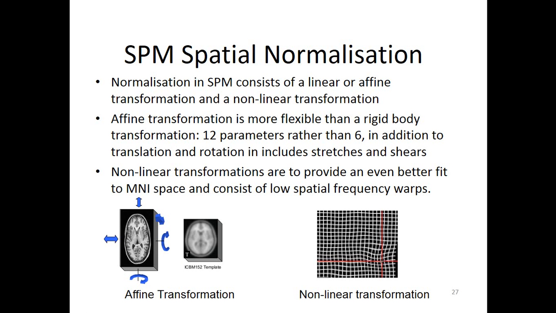We rotate around the X, Y, and Z axis. We stretch it in the X, Y, and Z axis, and we shear it or twist it, pull at it at different corners to make it fit the template pretty well. And then we apply these non-linear warps, these low-frequency warps that produce fields that distort the image locally.